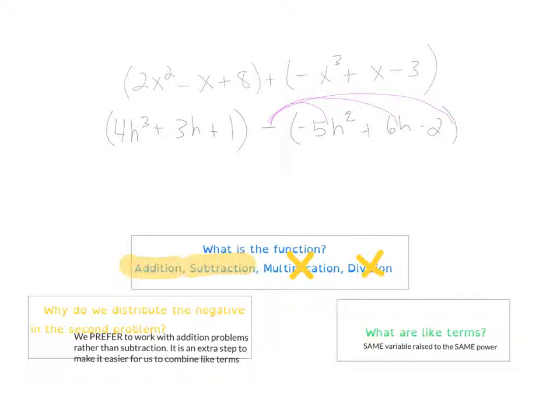So this 4h to the third in the first trinomial, I simply will bring down and rewrite it, 4h to the third. And plus 3h comes down as well because nothing changes in this first trinomial. Now in the second trinomial, as I distribute this -1, I'm going to look at -1 times -5h squared, and I now have a positive 5h squared. And I'll now distribute that -1 to the 6h, and I now have a -6h. And I'll distribute that -1 to the -2, and I now have a positive 2.